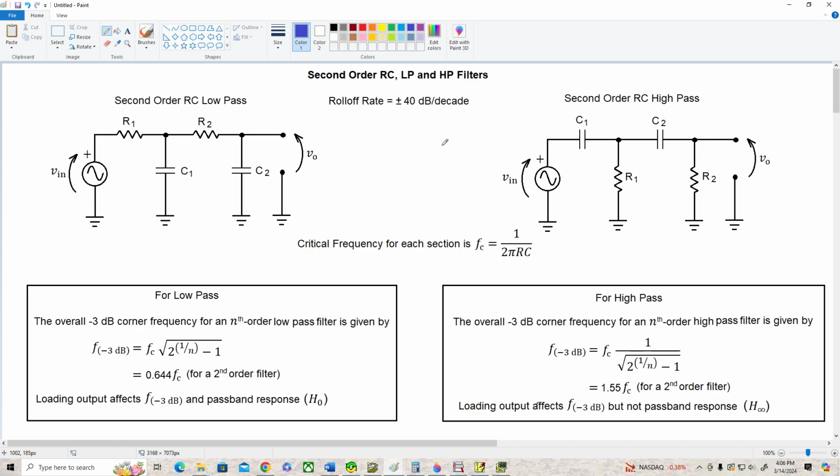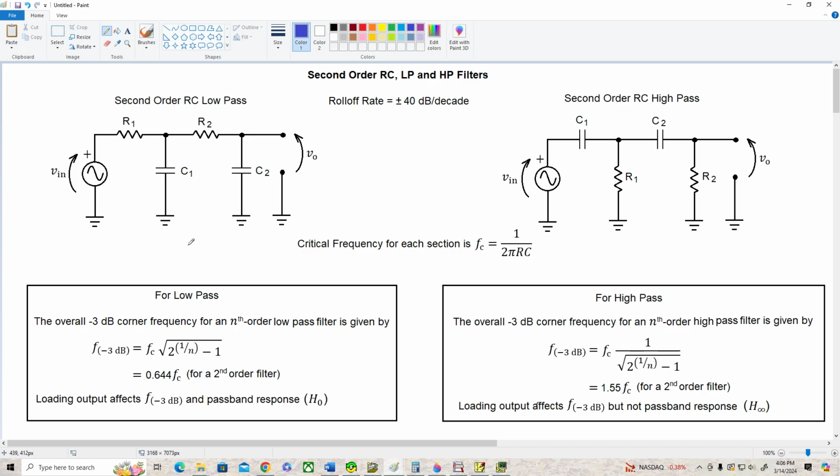Now, when we want to create a higher order filter, all we do is cascade first order sections as necessary. The critical frequency for each section is still given by 1 over 2 pi RC. And generally, for a given filter, we're going to set all of the critical frequencies equal. That is, all the sections have the same critical frequency.